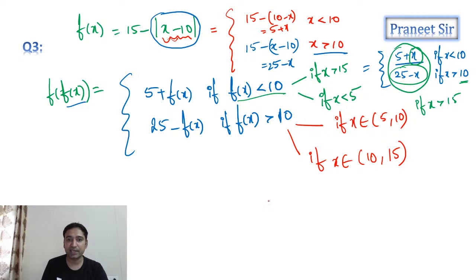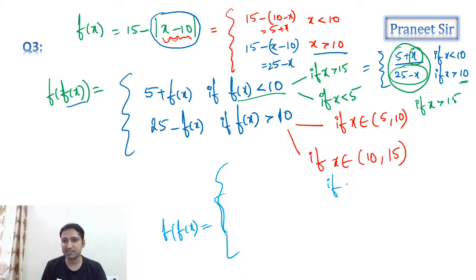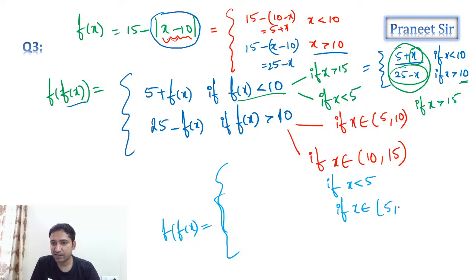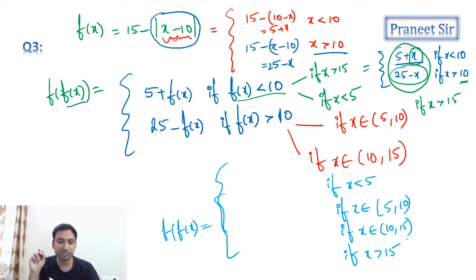According to this, we can define the f of x. Now let me see how I can define f of x. In total I am getting 4 intervals. What are the 4 intervals? If x is less than 5, if x belongs to 5 to 10, if x belongs to 10 to 15, and if x is greater than 15. These are the 4 conditions we are getting.